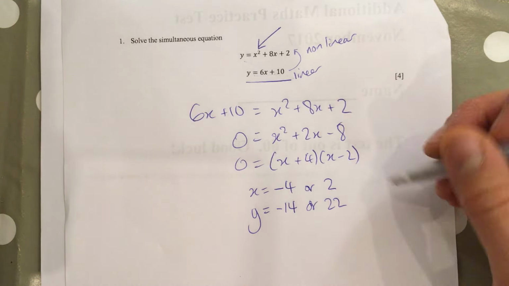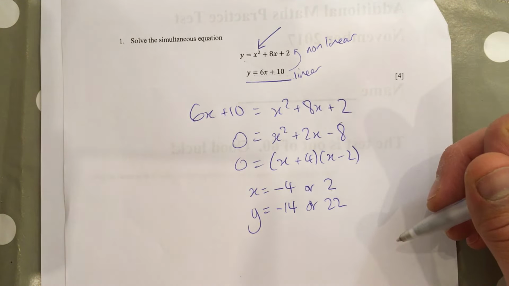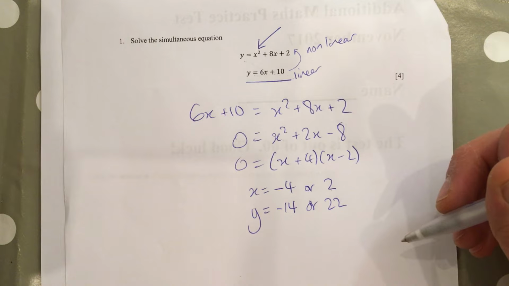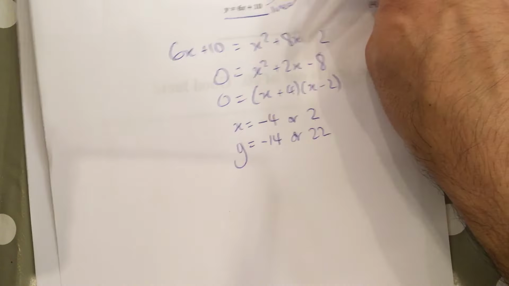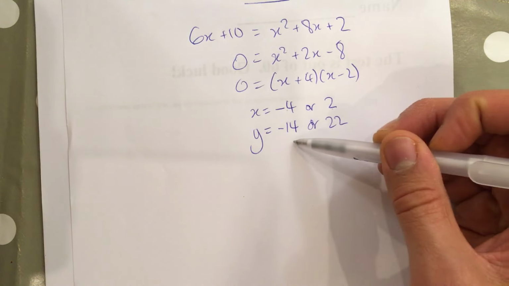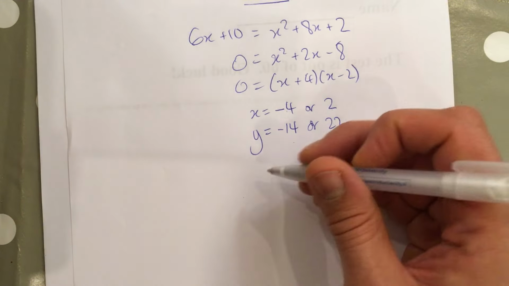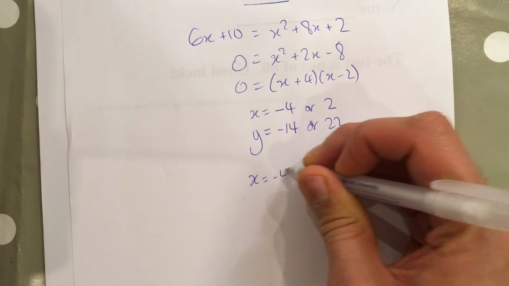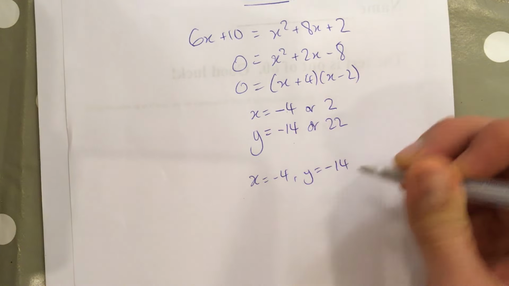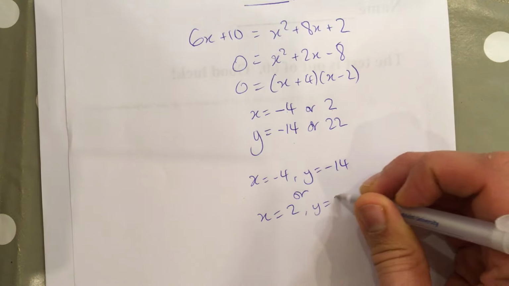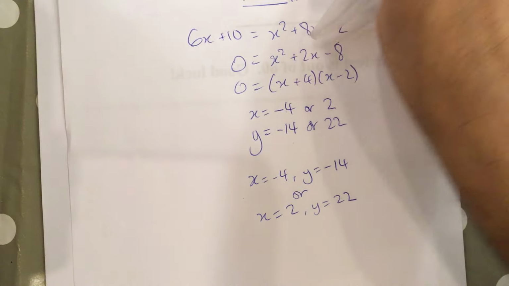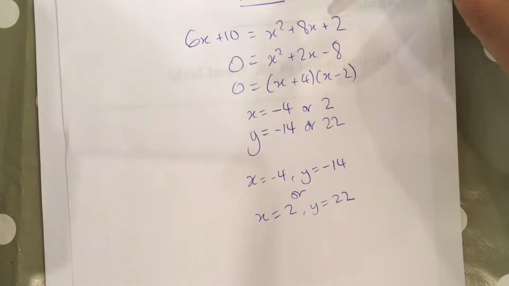Be aware, though, that this is not a sufficient answer to get full marks. Whenever you have a simultaneous equation, you have to present the pairs of values as they go together. So when x is minus 4, y is minus 14, and that must be explicit. So you need to say x equals minus 4, y equals minus 14, or x equals 2, y equals 22. But most of you know that already. You got these questions in GCSE, they were just worth a few more marks.